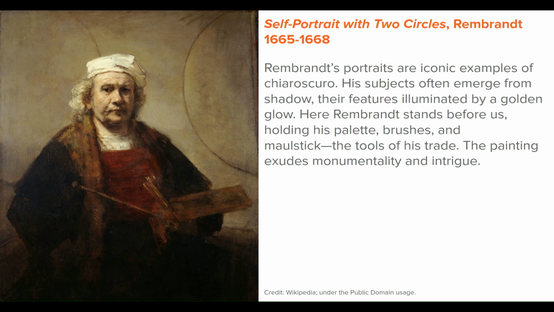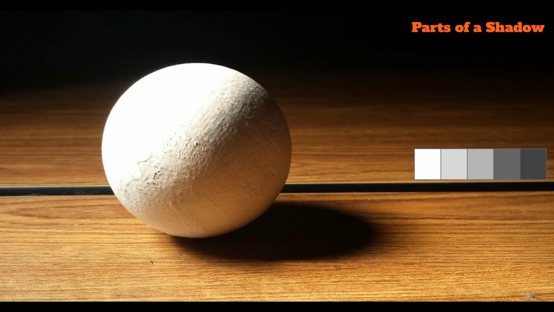Rembrandt's portraits are iconic examples of chiaroscuro. His subjects often emerge from shadow, their features illuminated by a golden glow. Here, Rembrandt stands before us, holding his palette, brushes, and maulstick, the tools of his trade. The painting exudes monumentality and intrigue.